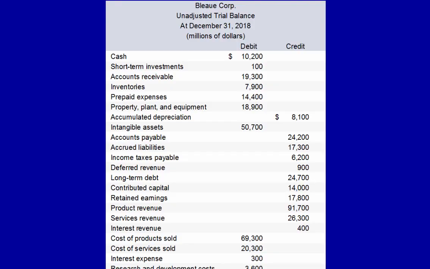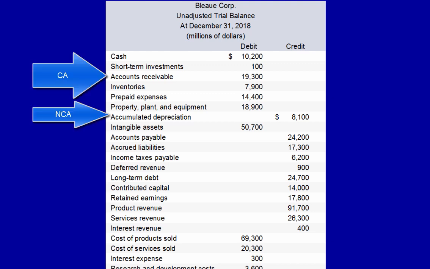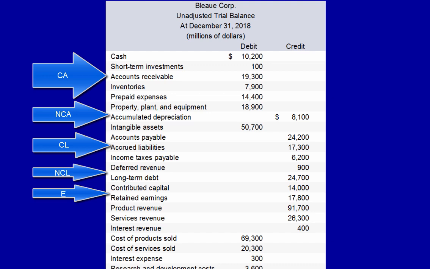This is an example of an unadjusted trial balance. First, there's a title for both the company and the worksheet. The date is the same as the dating on the statement of financial position, a point in time. The headings are simple: debit and credit. Sometimes you might see a heading called account name, but that's not required. The accounts are in reverse financial statement order, starting from current assets and ending with expenses. You'll notice current assets, non-current assets, current liabilities, non-current liabilities, equity, revenue, and expenses.